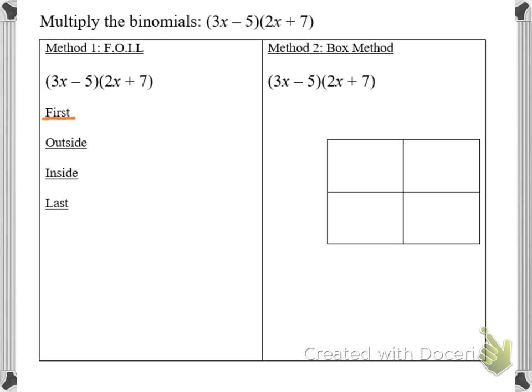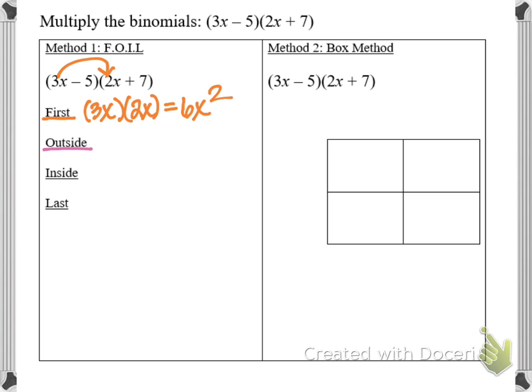So let's take a look at first. First means you multiply the first two terms of each binomial. So 3x and 2x are the first terms of each binomial. When we multiply 3x times 2x, we get 6x squared. Next, we're going to look at the outside terms.